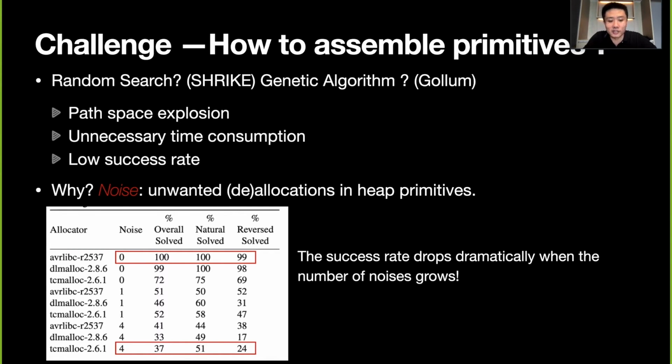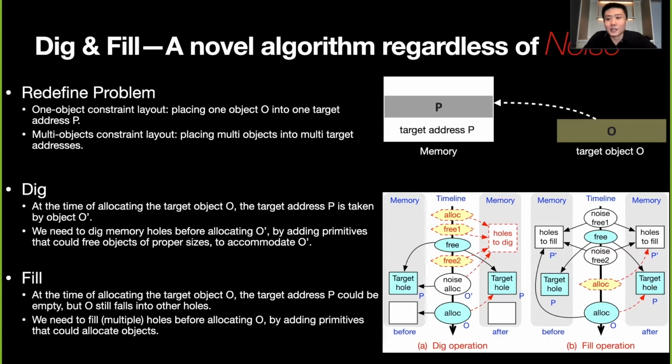Other solutions cost lots of time but have a very low success rate. The main reason is that there is noise in the primitives. The noise is the unwanted allocations or deallocations in primitives, and the noise brings lots of side effects. In this paper, we use a novel technique called dig and fill.